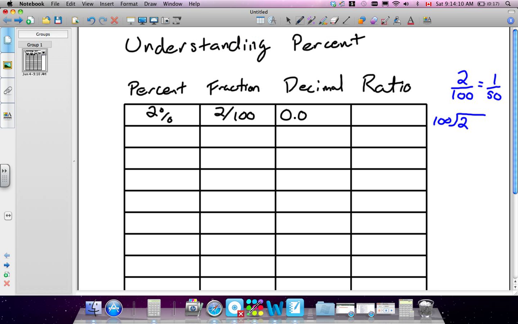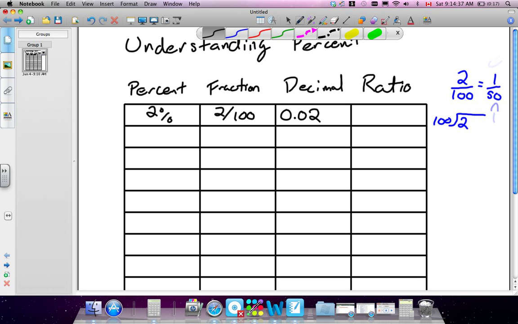Now finally a ratio. A ratio is the exact same thing as a fraction. It's just a relationship between two numbers. So we know that out of 100 there are 2. That's the ratio we have here. There are 2 out of 100. An equivalent ratio is also 1 out of 50, or we could do another ratio. I want you guys to get used to this idea.